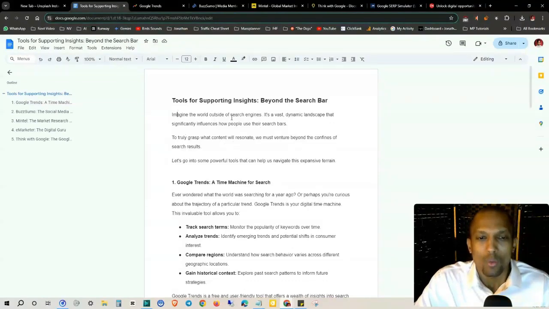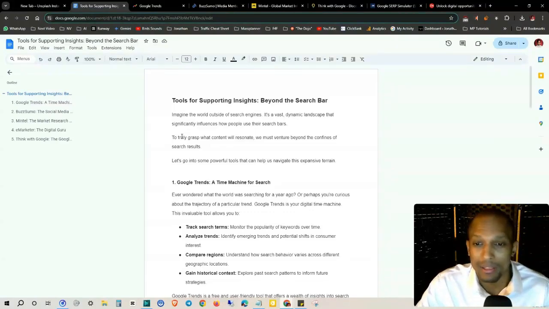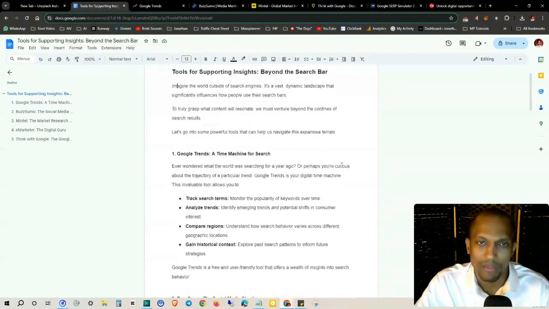Now, imagine the world outside of search engines. It's a vast, dynamic landscape that significantly influences how people use their search bars. To truly grasp what content will resonate, we must venture beyond the confines of search results. So let's go into some powerful tools that can help us to navigate this expansive terrain.